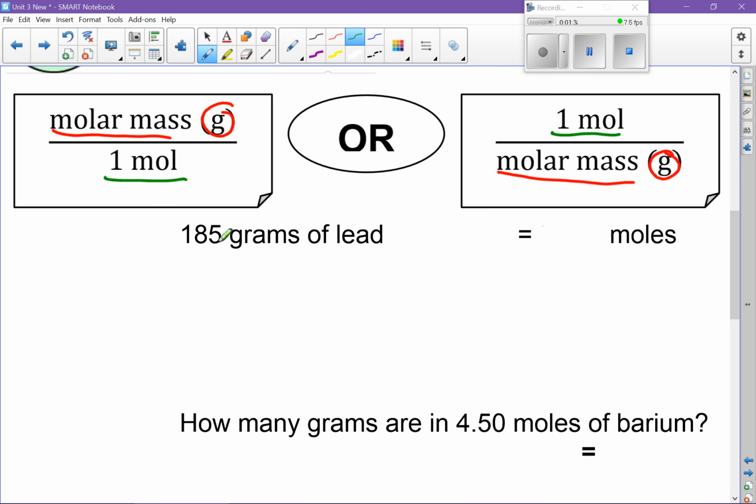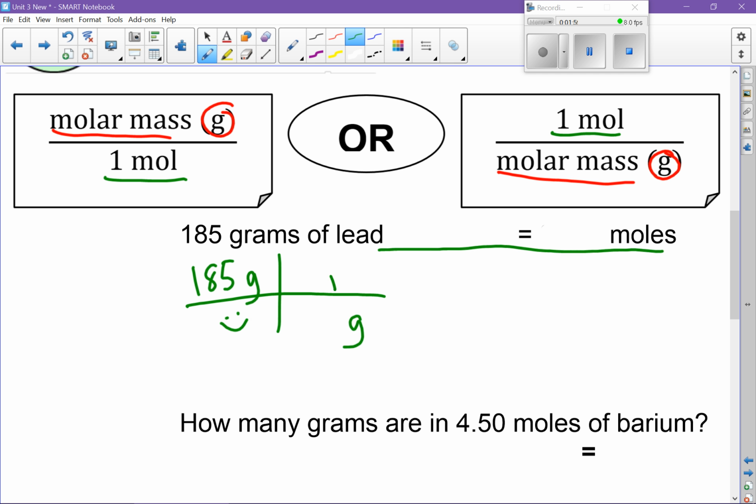I have 185 grams of lead. You start the same way with your fences. Put the unit in. Okay, don't need anything down here. Grams up, grams down. It says I want to convert that into moles, so I put moles on the top. Now you're ready to put your number in. Always 1 with the mole, and grams means I need the molar mass.